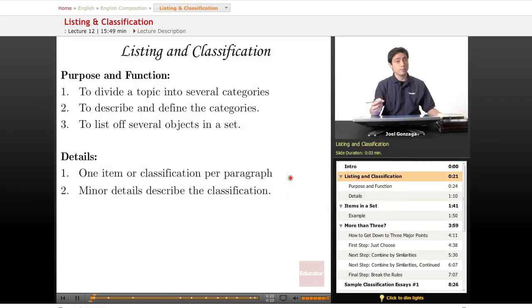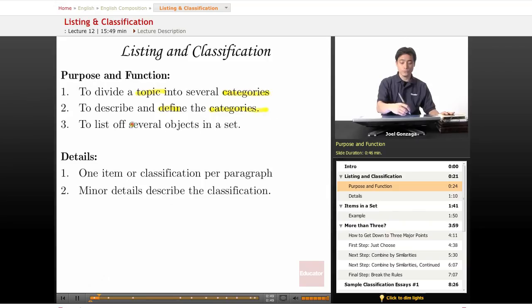Now the purpose of listing and classification is to divide your topic into several different categories, and I'll show you how that works in just a minute. And it's also to describe or define those categories themselves. Well, what's the difference between a fish and a marine mammal? Those are two different categories, and we need to define what those categories are, as opposed to saying, sharks and whales. That's not telling me what those categories mean.